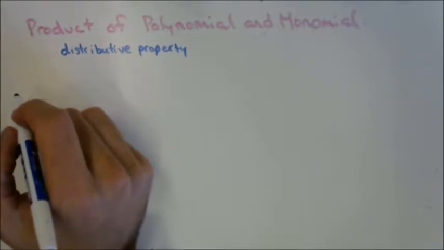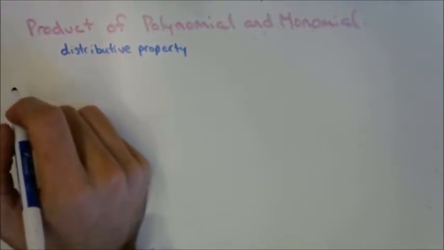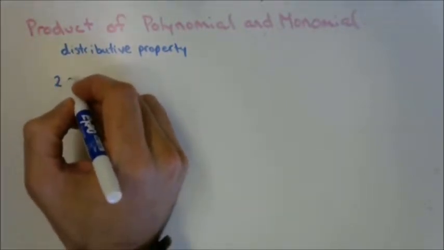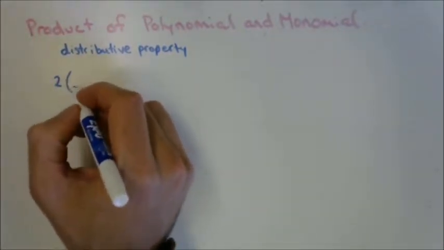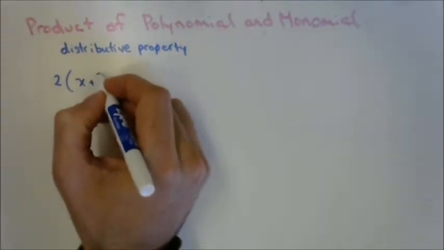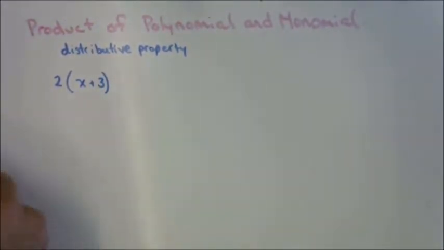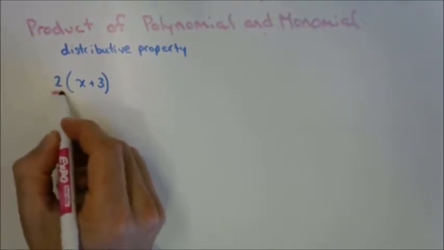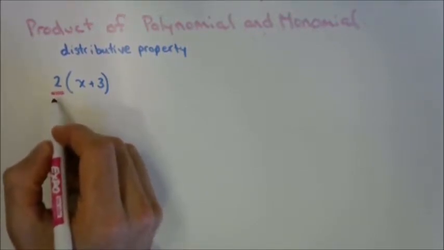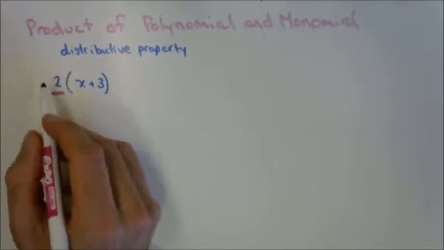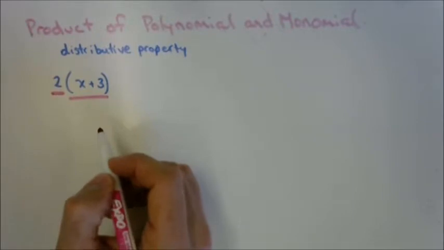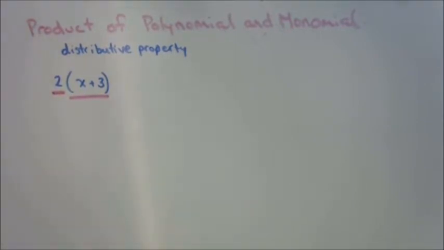All we need to do is multiply the monomial, in this case, by each term in the polynomial or the binomial. So in our example, we've got 2 times x plus 3. This, it's just one number, but it's a term in a polynomial. It's a monomial, right? It's a polynomial with one term. And it's being multiplied by this, which is a binomial. It's a polynomial with 2 terms.